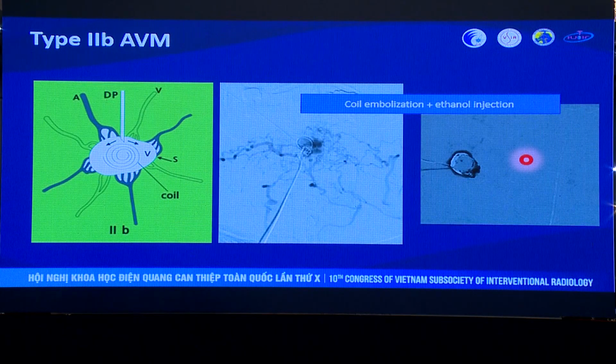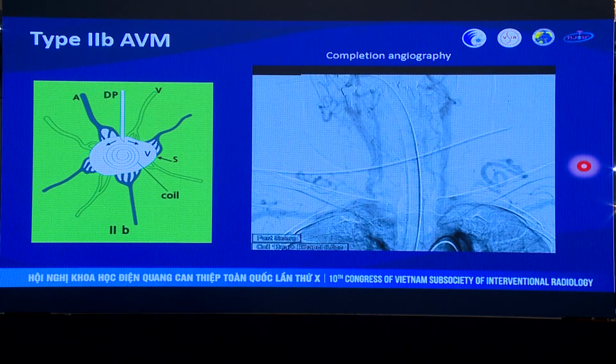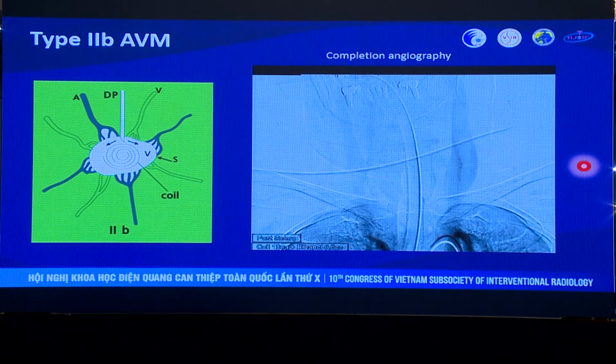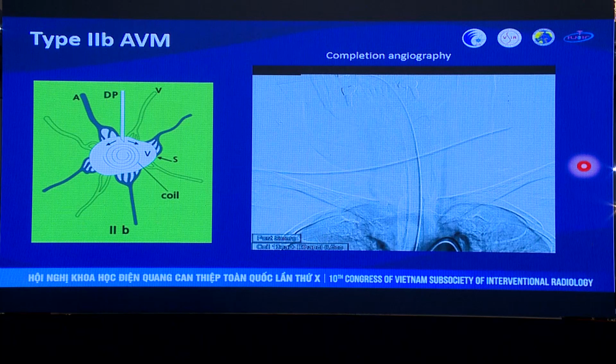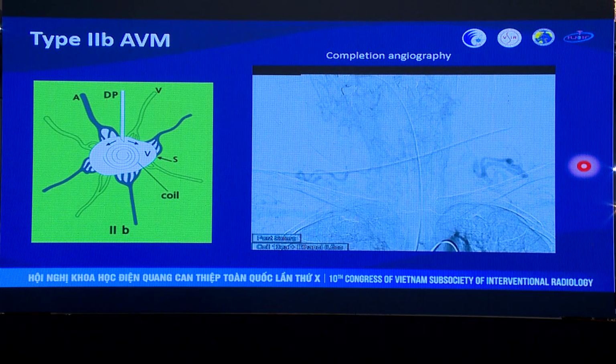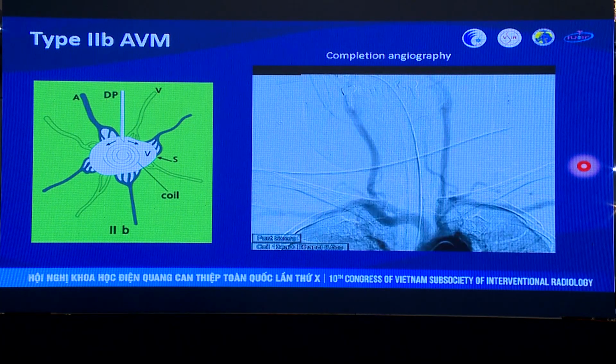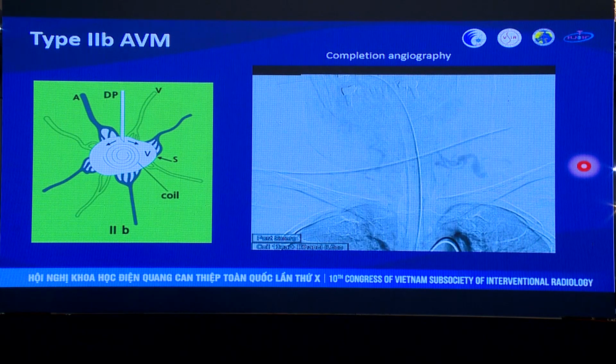In this case, we can use a direct puncture of the region and put some coils, and we can use a small amount of ethanol. Then the lesion can be cured. And also, in some cases, like Dr. Luan presented, just ethanol is enough for this type of AVM.